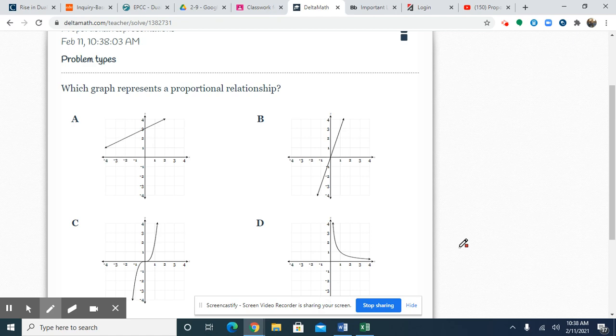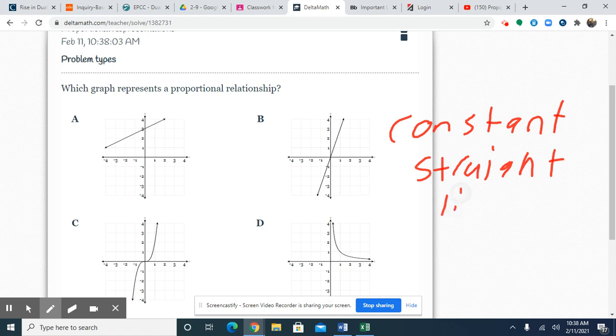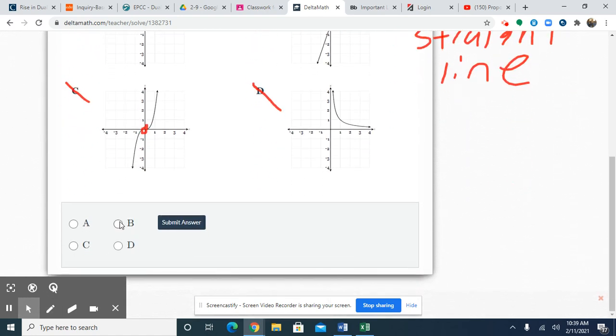Now, for it to be a constant slope, it has to be a straight line. And of course, going through the origin means that we're going to go right through the middle at 0, 0. So first, we can eliminate D because that's not a constant slope. And we can eliminate A because that doesn't go through the middle. Now looking at C, it does go through 0, 0, but it's not a straight line, which means that it's not a constant slope. So the only proportional relationship would be B.